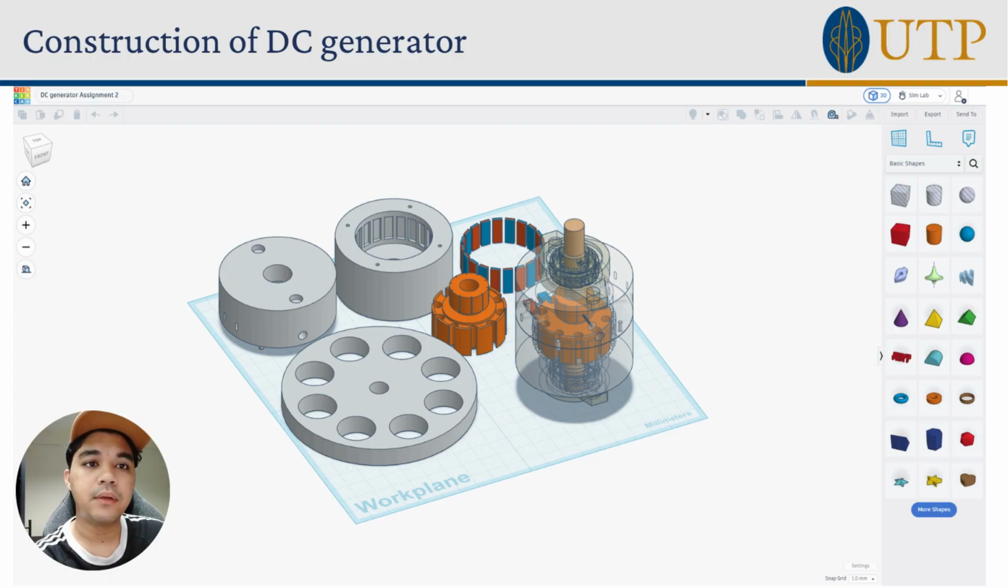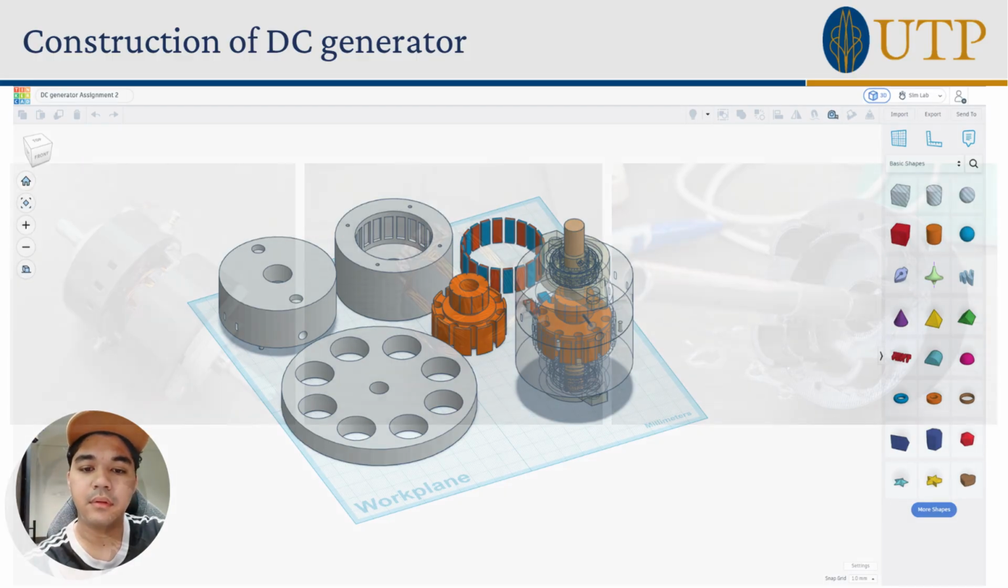Moving on to the construction of our DC generator, we began the design process digitally by using Tinkercad to map out and create our 3D model for the 3D printer. This allows us to visualize the exact alignment and specific measurements for all of the components before physical assembly.